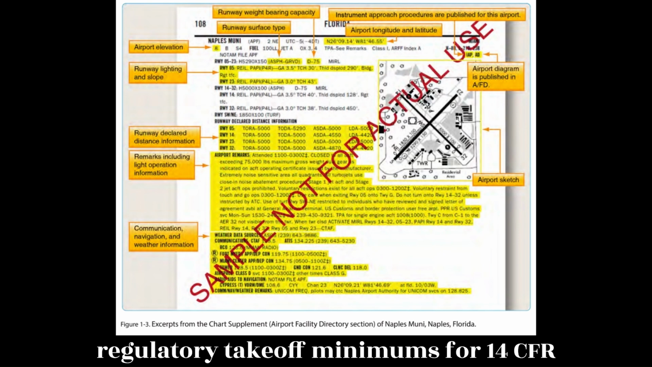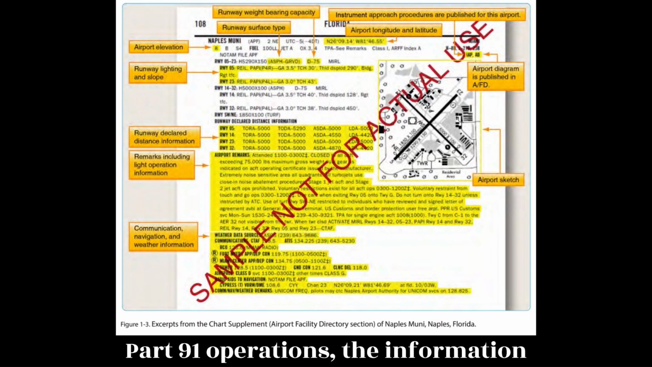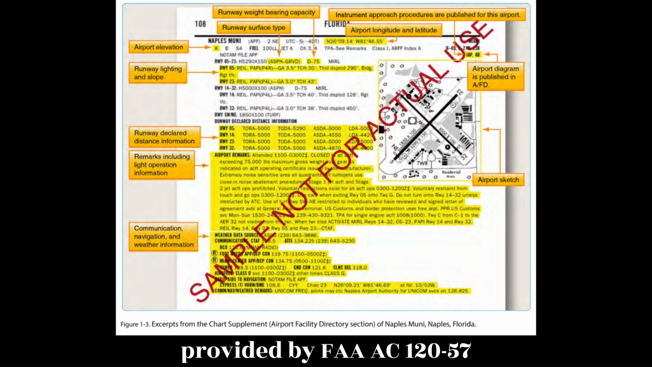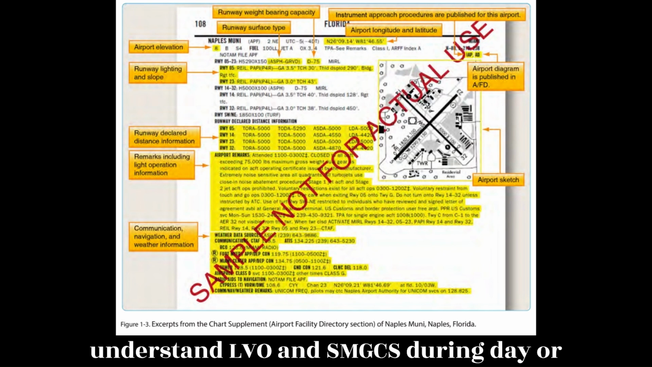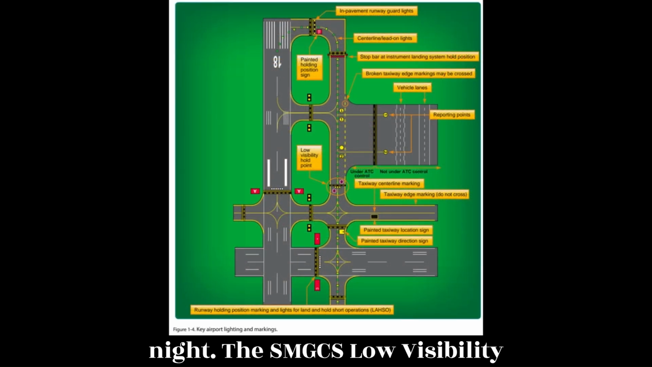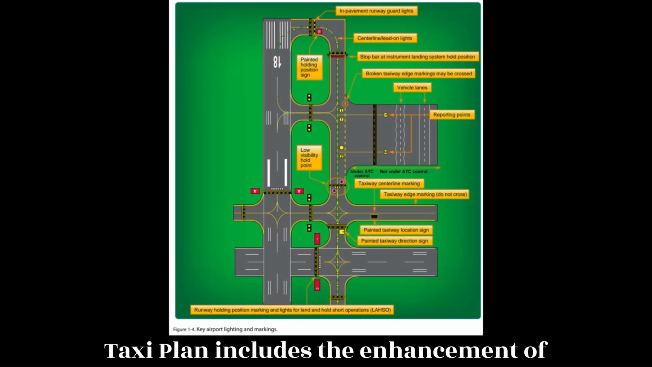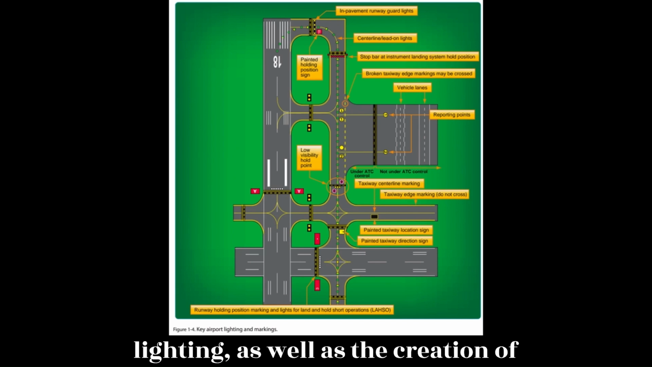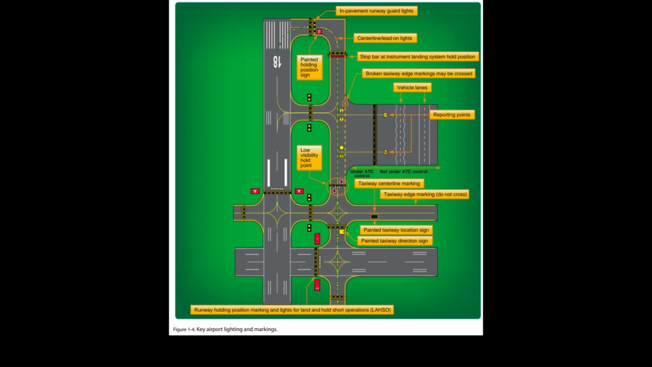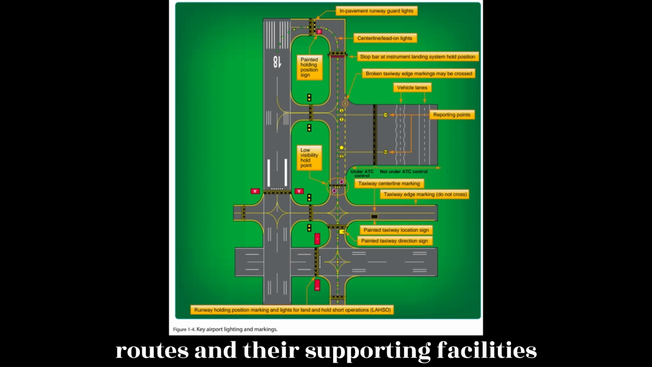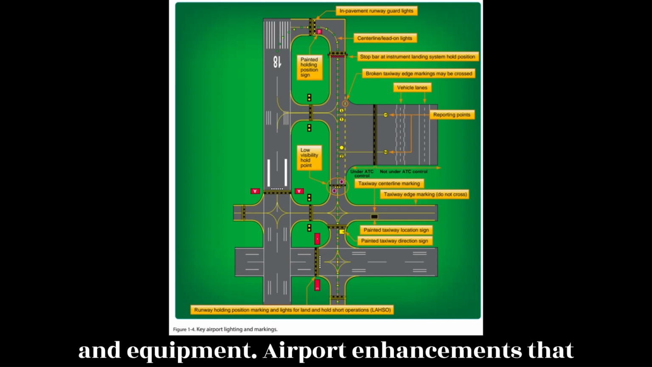Since there are no regulatory takeoff minimums for 14 CFR Part 91 operations, the information provided by FAA AC 120-57 and FAA Order 8000.94 must be understood so that the general aviation pilot can understand LVO and SMGCS during day or night. The SMGCS Low Visibility Taxi Plan includes the enhancement of taxiway and runway signs, markings, and lighting, as well as the creation of SMGCS visual aid diagrams, Figure 1.4. The plan also clearly identifies taxi routes and their supporting facilities and equipment.